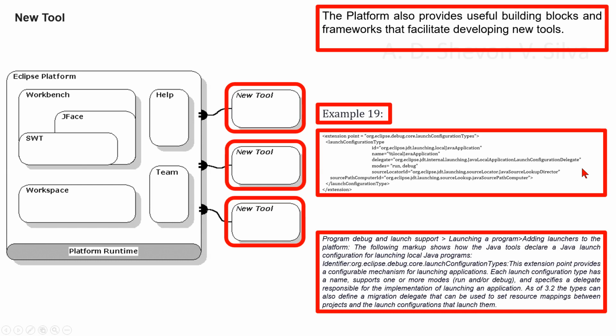In addition to defining the delegate, you can specify which launch modes are supported by your delegate and a name that should be used when showing launches of this type to the user. The following markup shows how the tools declare a Java launch configuration for launching local Java programs. This extension defines a launch configuration delegate that can be used to run or debug programs that are launched using a local Java launch configuration.